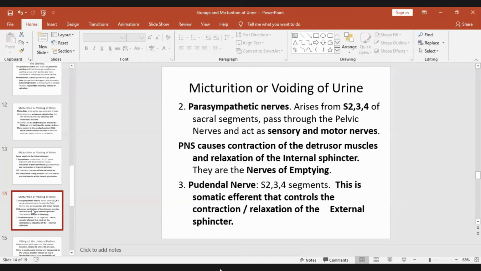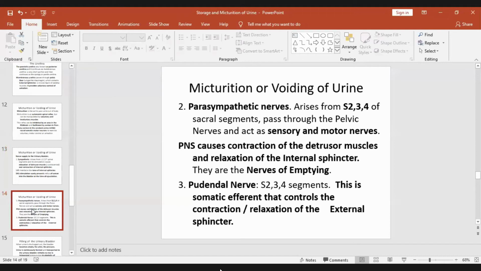They pass to the bladder through the pelvic nerve, and they are sensory as well as motor. We are coming to an important point, that is, contraction of the detrusor muscles. The parasympathetic system causes contraction of the detrusor muscles and relaxation of the internal sphincter. So this supplies the detrusor muscle as well as the internal sphincter.